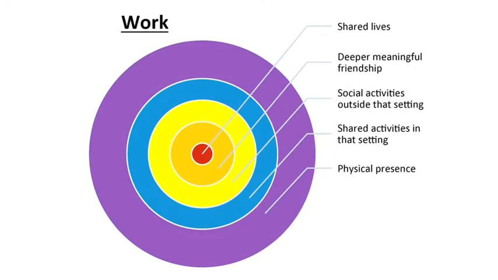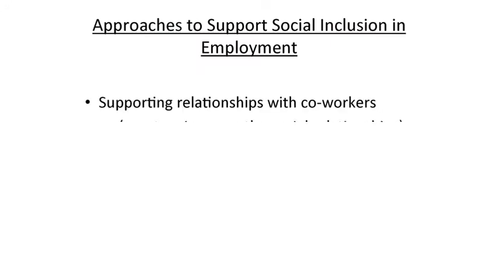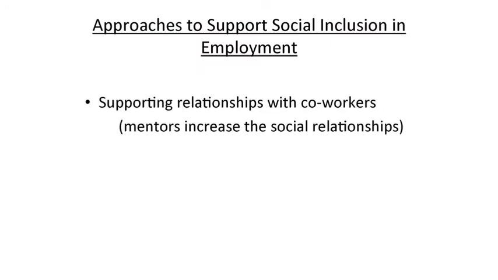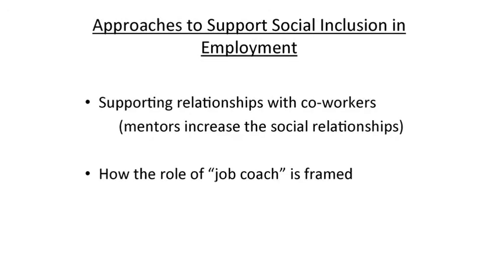So we can look in work environments at what people have found in terms of strategies and methods that work, the factors that affect greater success, and to what degree relationships with non-disabled coworkers are supported. If they see themselves more as a mentor, that increases the social inclusion. And a big factor is how the role of the job coach is framed. Is the job coach an interference to relationships with other people in the workplace, or do they really see their role as one of facilitating relationships?